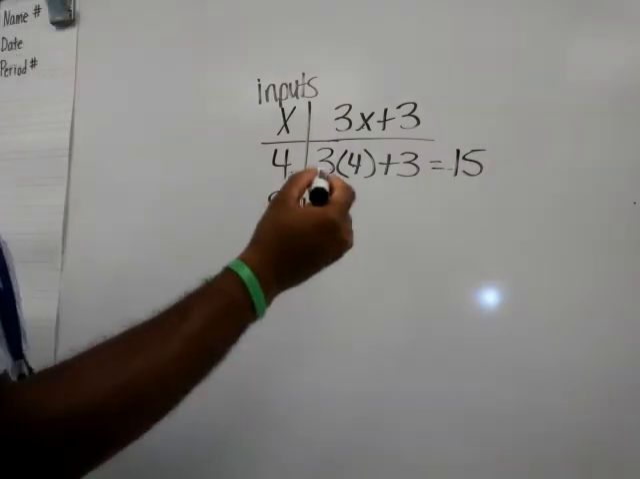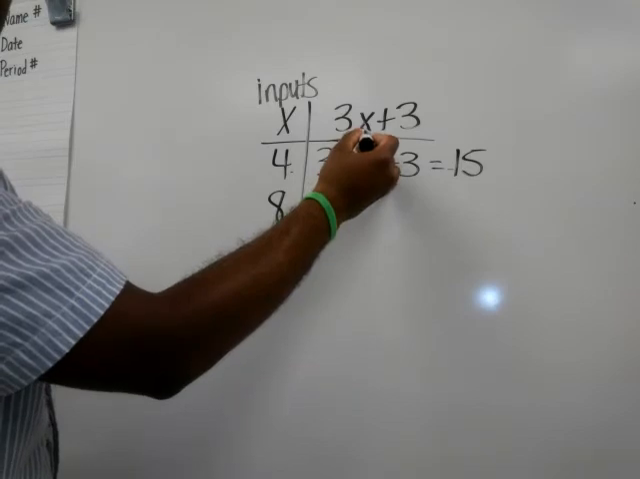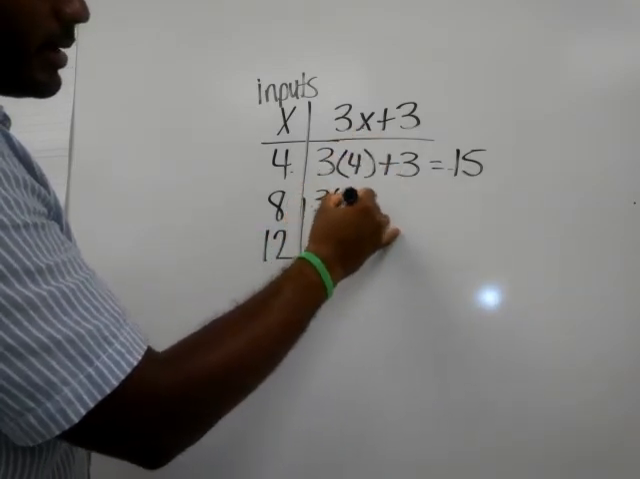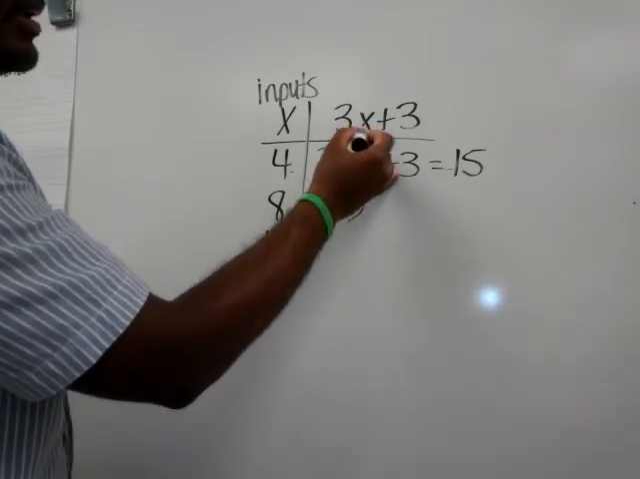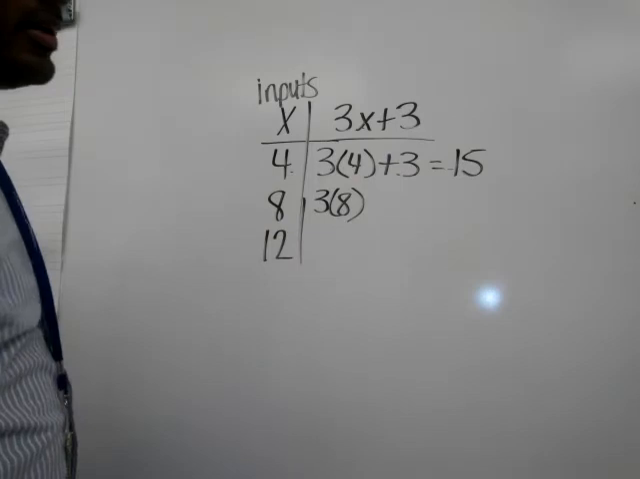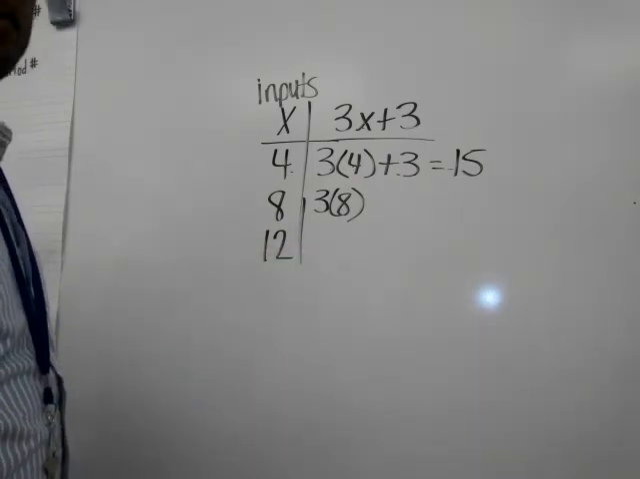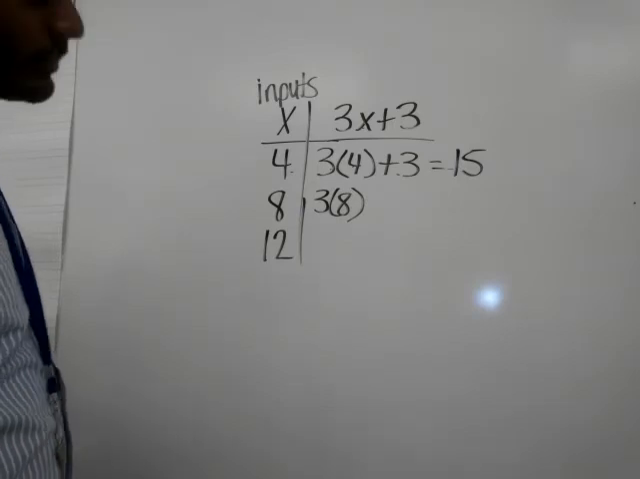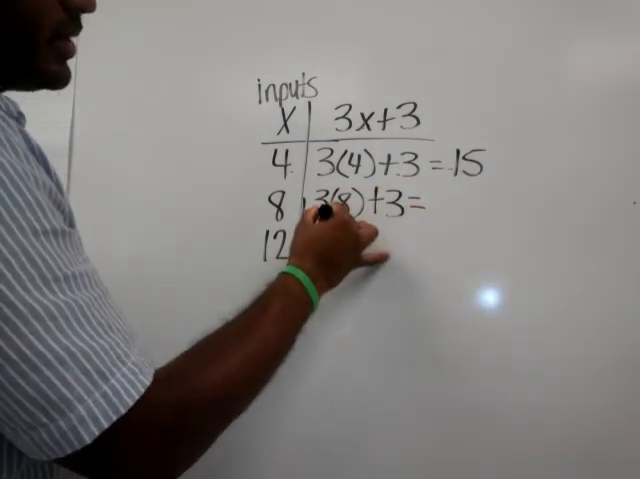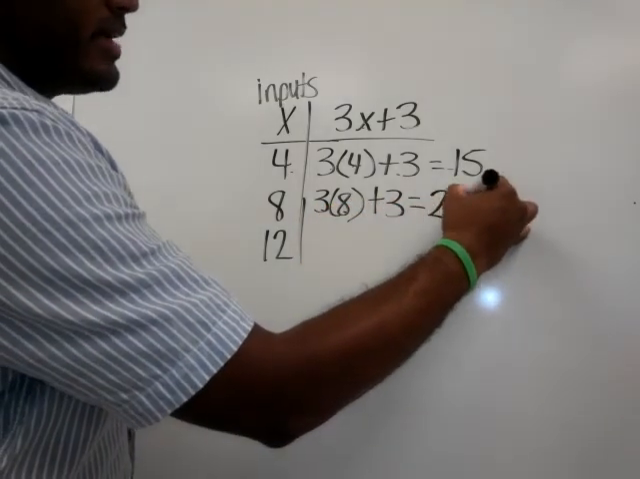Now, do the exact same thing. You have the inputs over here. You input them into the expression, and then you evaluate. So my next input is 3 times 8. Again, a number next to a variable explains that we should multiply. That's the operation we should be doing, multiplication. Now we're going to keep our plus 3 here. 3 times 8 is 24. 24 plus 3 is 27.